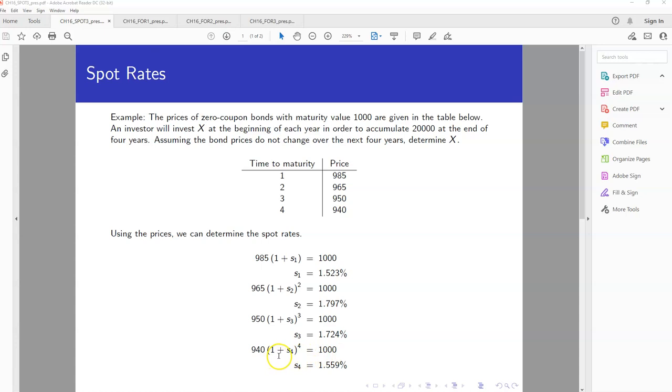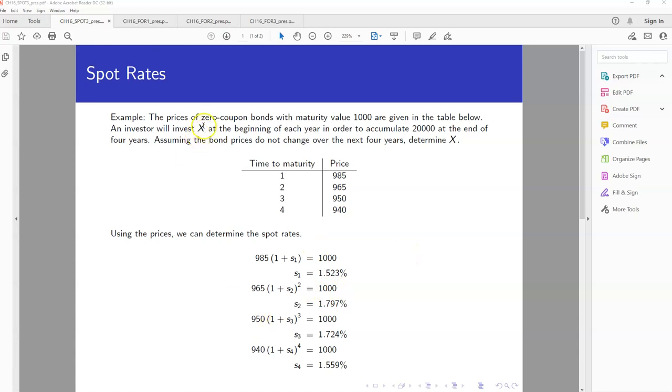Notice then that, if I want to do the accumulation factor, I would have 1,000 over 940 for that (1 + S4)^4. So if you rearrange some things, I could write that as 0.94 to the negative 1, which is going to make the slide look a little bit better on the next slide. This one would be 0.95 to the negative 3. This one would be 0.965 to the negative 2, and so on.